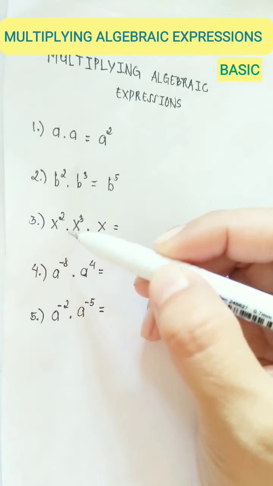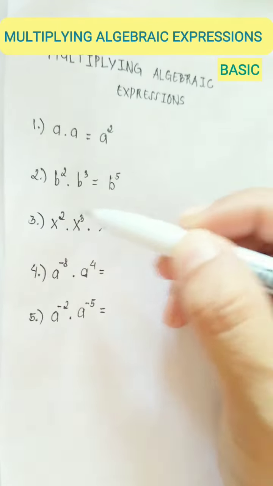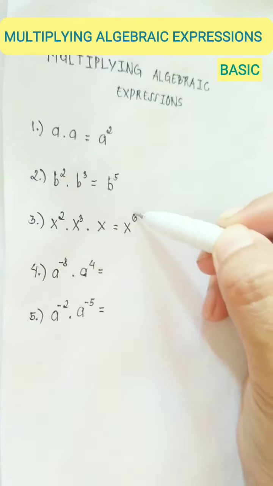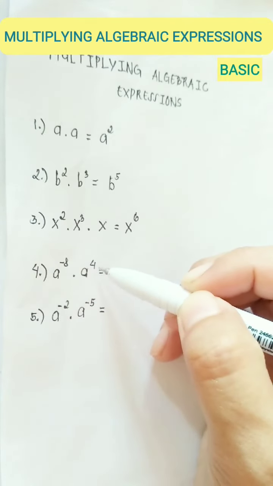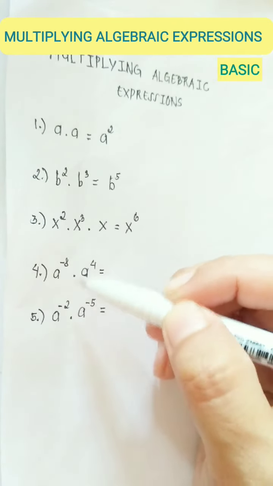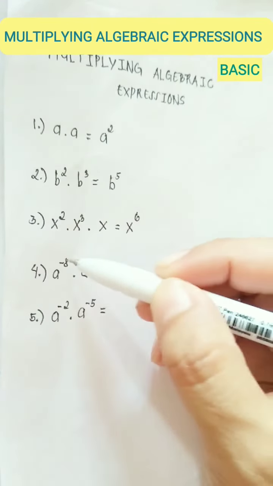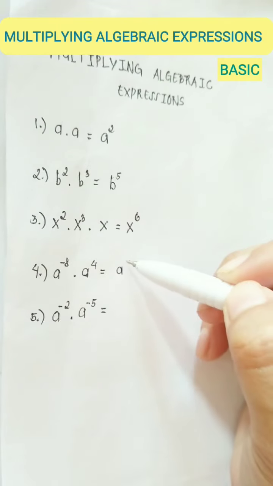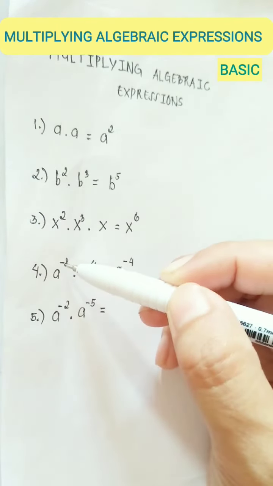Next, we have here x squared times x cubed times x raised to 1, that will give us x raised to 6. Next, we have here a raised to negative 8 times a raised to 4. Since we have unlike signs, negative 8 and positive 4, we're going to subtract. So negative 8 minus 4, that is negative 4. Follow the sign of the bigger number.